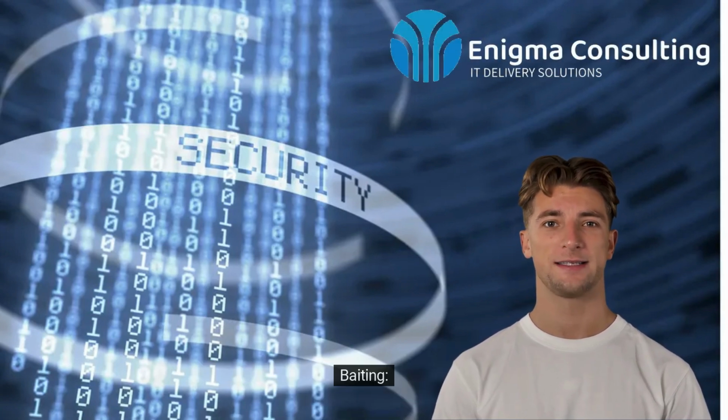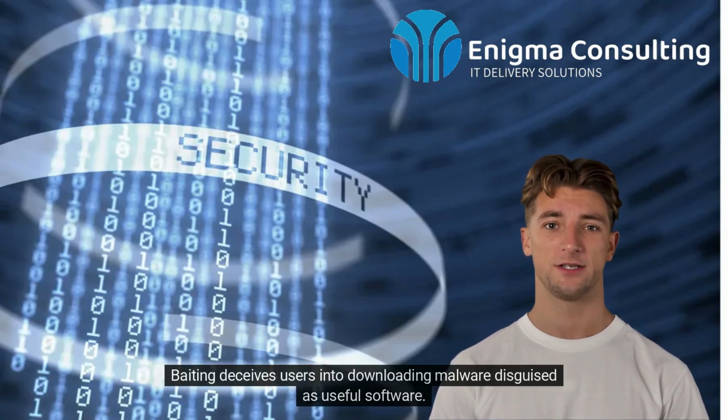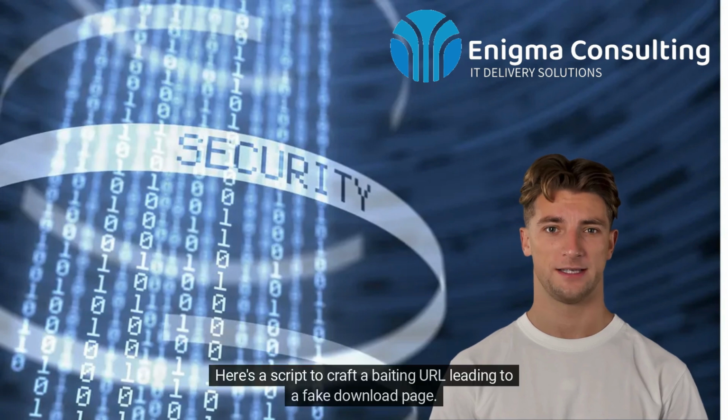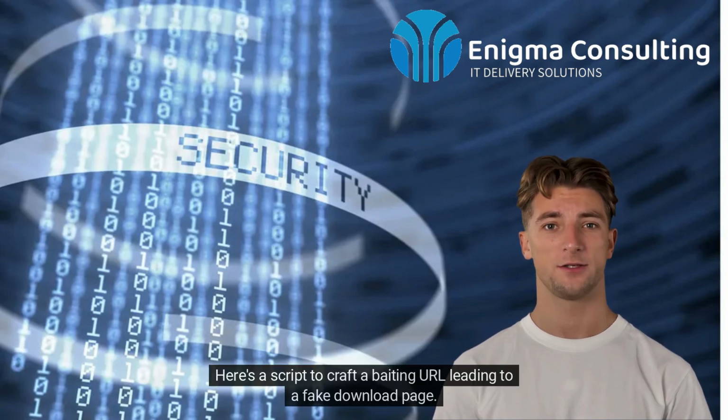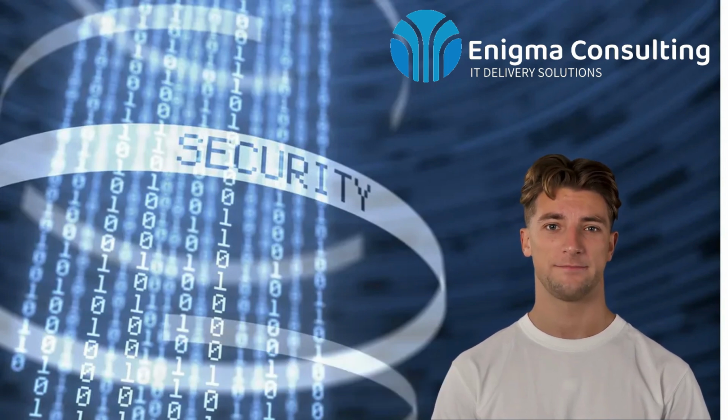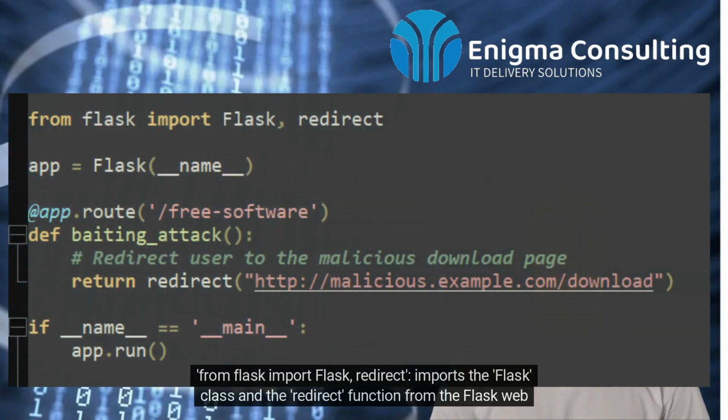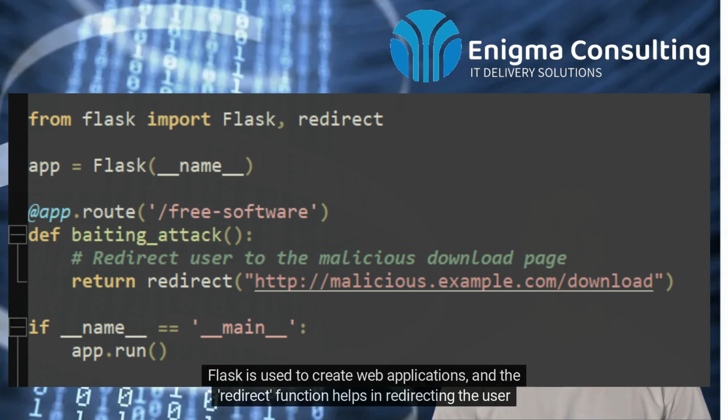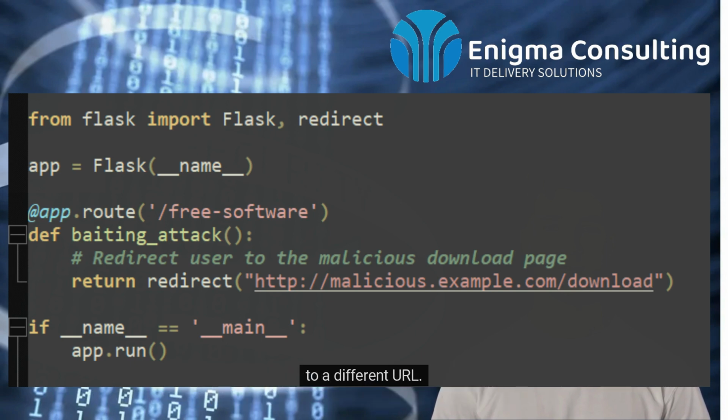2. Baiting. Baiting deceives users into downloading malware disguised as useful software. Here's a script to craft a baiting URL leading to a fake download page. from flask import Flask, redirect imports the Flask class and the redirect function from the Flask web framework. Flask is used to create web applications, and the redirect function helps in redirecting the user to a different URL.